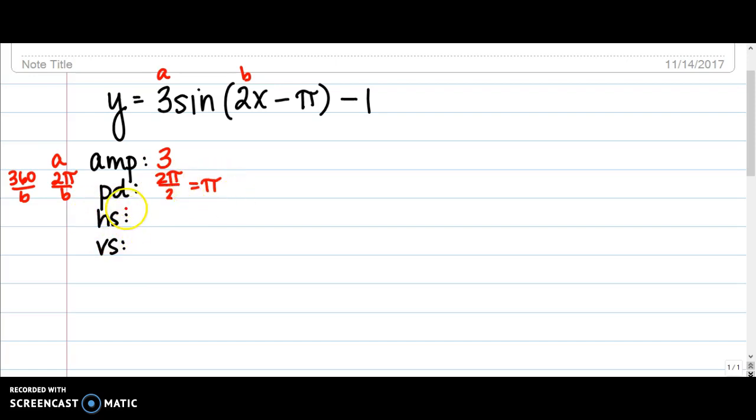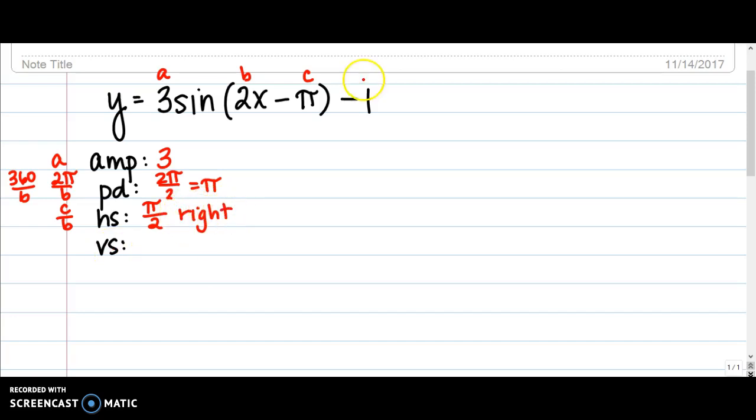Horizontal shift for all of our trig functions is c over b. Now remember, you'll only have a horizontal shift if you see parentheses in your equation, because that c is going to be that second value in the parentheses. So we have a c of π and a b of 2. And because it's a minus, then I know my equation is going to be shifted left. Almost missed that. It's going to be shifted to the right.